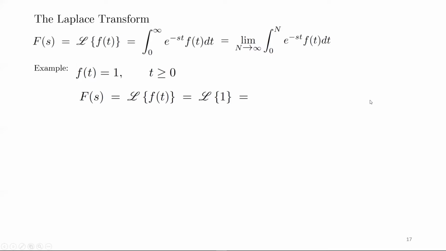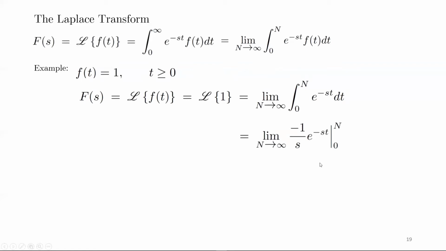Okay, and so by definition, this is equal to the limit as n goes to infinity of the integral from 0 to n of e to the minus st times 1. Okay, so e to the minus st times f of t. Here f of t is 1. So really all we're doing is we're integrating this exponential with respect to t, which as we know is quite straightforward. If we integrate the exponential with respect to t here, we just get the same thing, e to the minus st, multiplied by minus 1 over s, okay, because we have to account for this minus s in the exponential here.